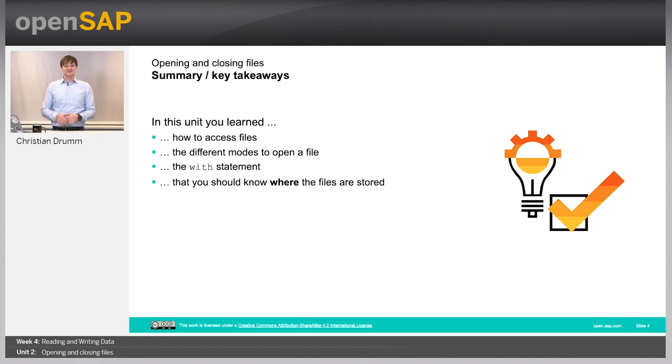So with that, let's jump back to our slides. What have you learned in this unit? You have learned how to access files. We have used the different modes, read and write mode, to read files and write files. Actually, we didn't write any content yet, but we have used the mode to create a new file. I've shown you the with statement, which is the approach you should always be taking when working with files in Python. And I also mentioned that you should always know where the files that you work with are stored on your computer. Thanks for watching, and see you in one of the next units.